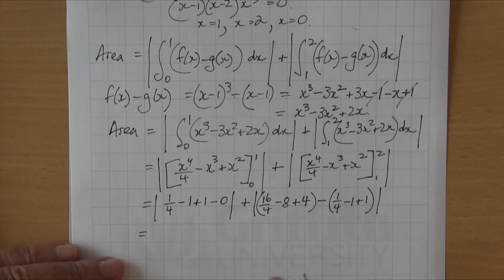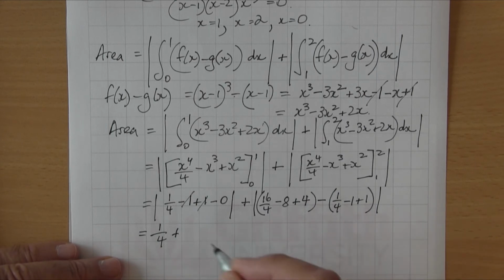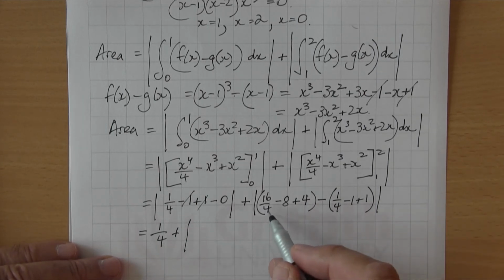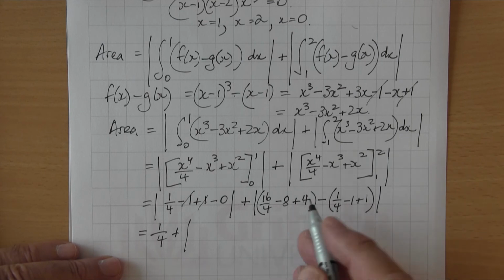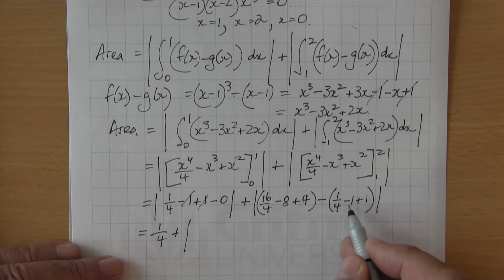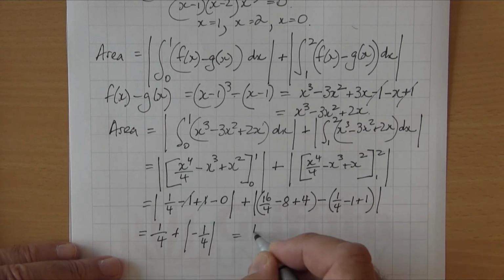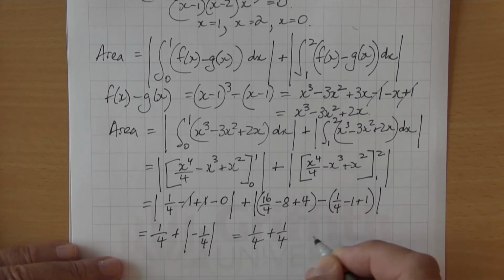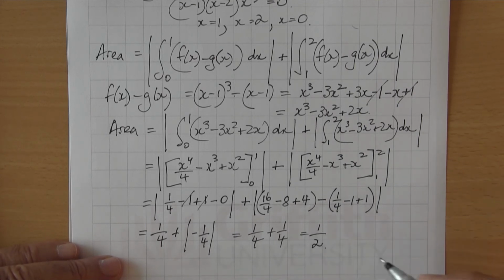Okay, simplifying, collecting like terms, minus 1 plus 1 is 0. The absolute value of 1/4 is just equal to 1/4. Plus, this one might take a few more steps. 16 on 4 is 4, plus 4 is 8, minus 8 is 0, so all that becomes 0. And then the absolute value of plus 1 minus 1 is 0, so that'll be just the absolute value of minus 1/4. Is equal to 1/4 plus another 1/4, which is equal to 2/4, which is equal to 1/2.